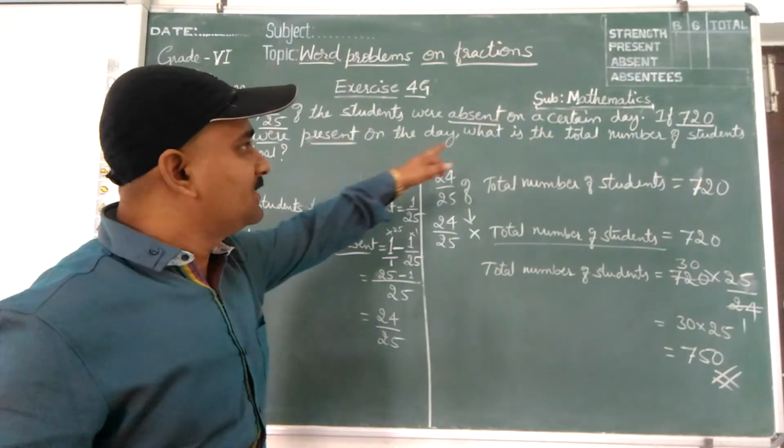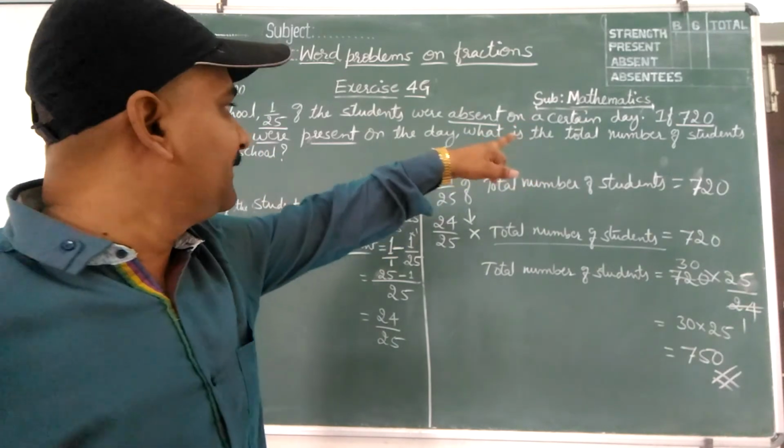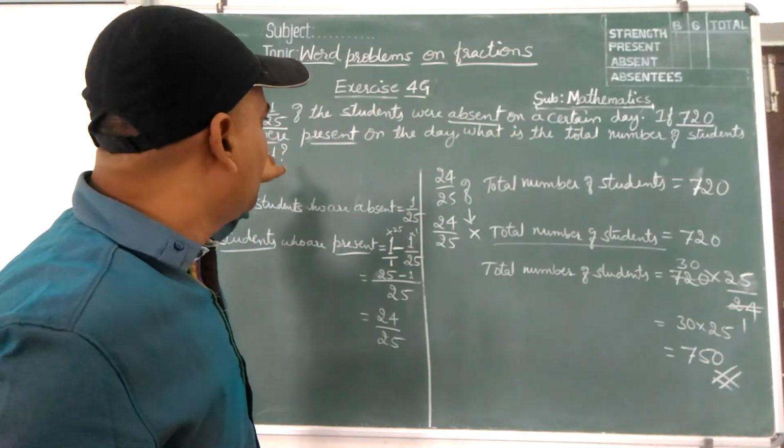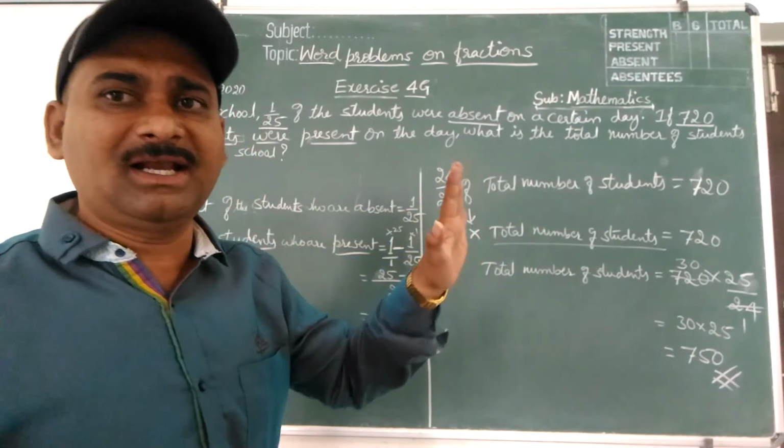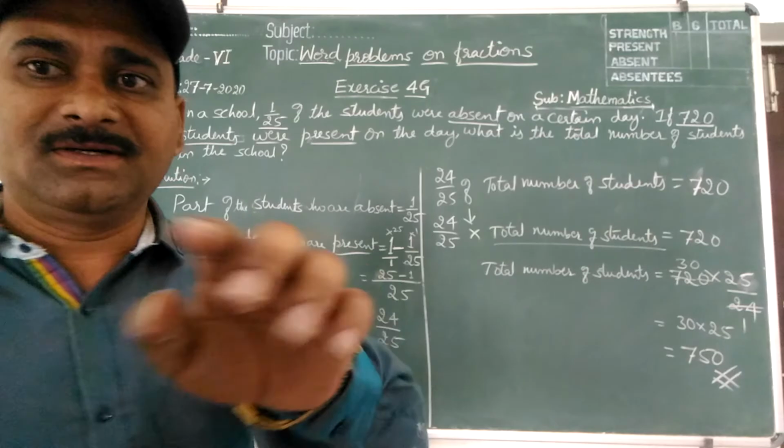Out of that, 720 are present and absent are 750 minus 720, which means 30 are absent. Right? Okay.